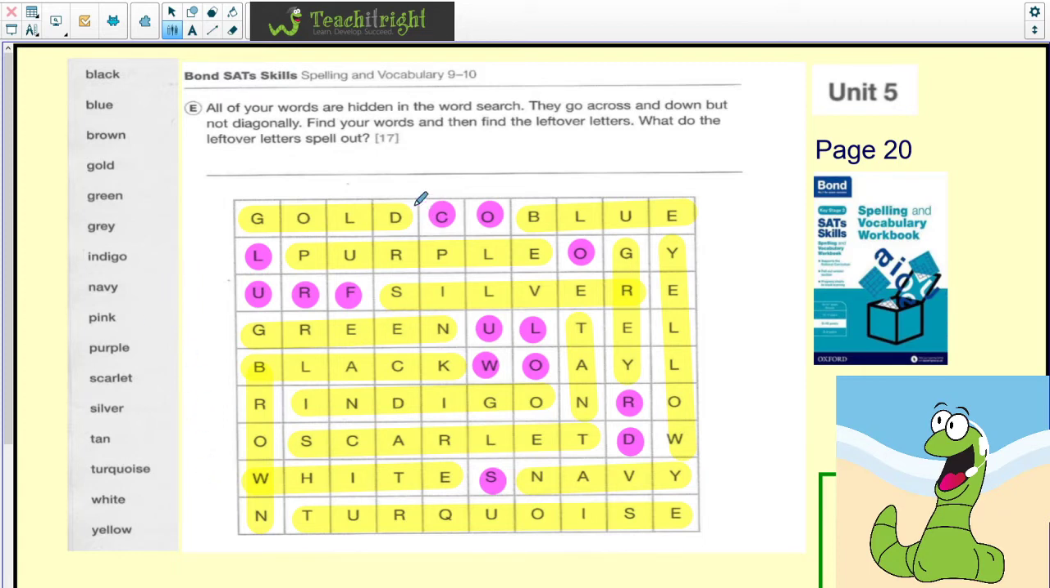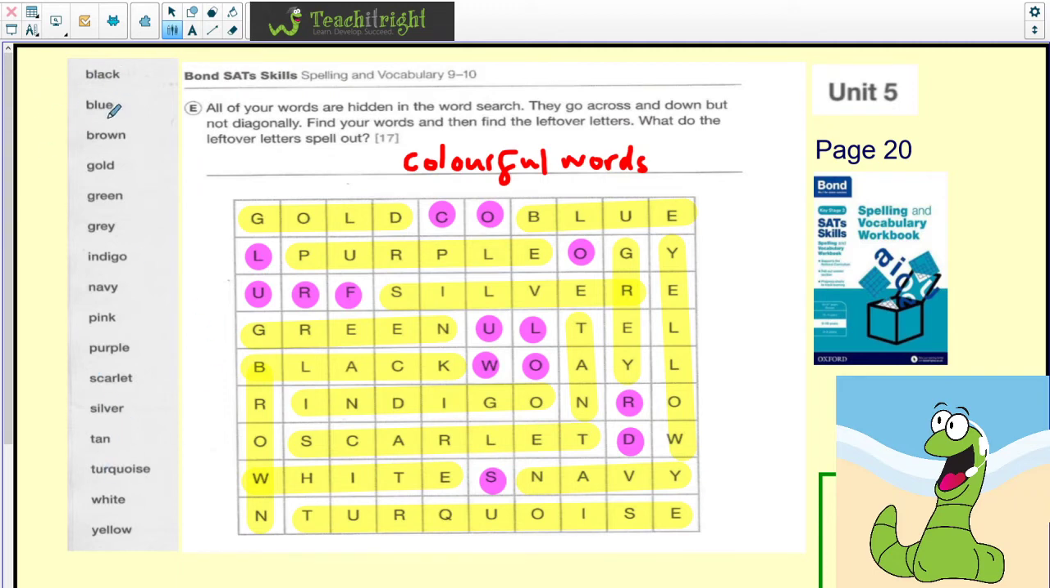So, what are we left with? We will have seen that if you'd found all of those colours within your word search, the ones that I've put in pink, those are the letters that you're left with. And it spells out colourful words. So hopefully, if you check your word search, those should have been the letters that you should have been left with. If not, you've missed one.